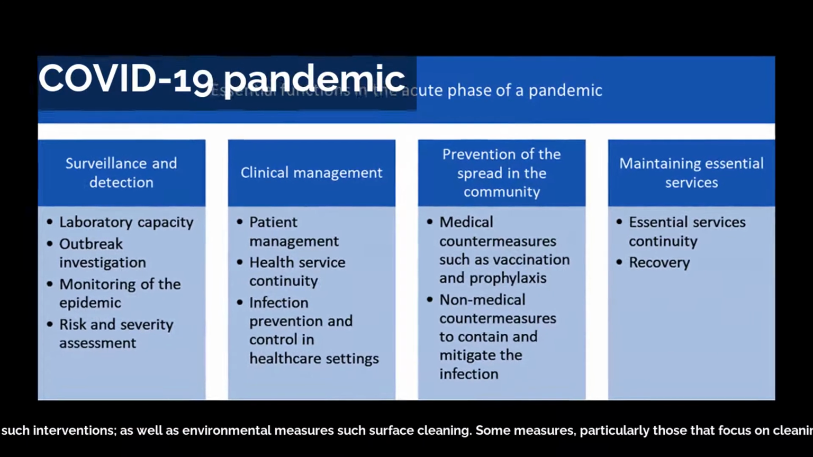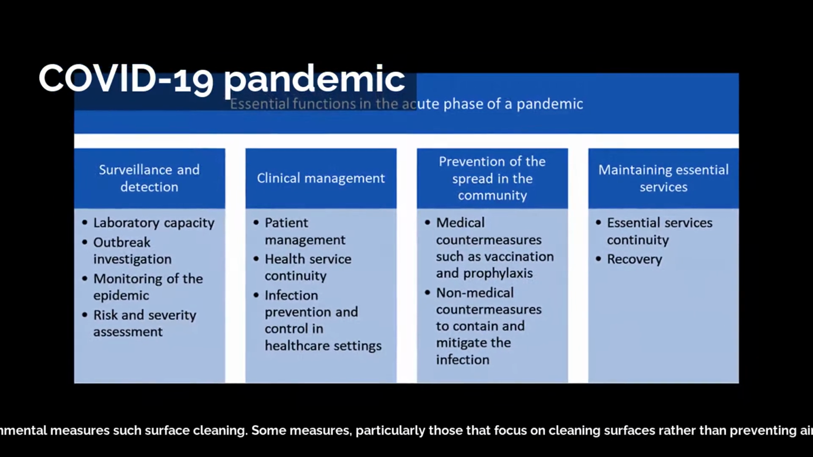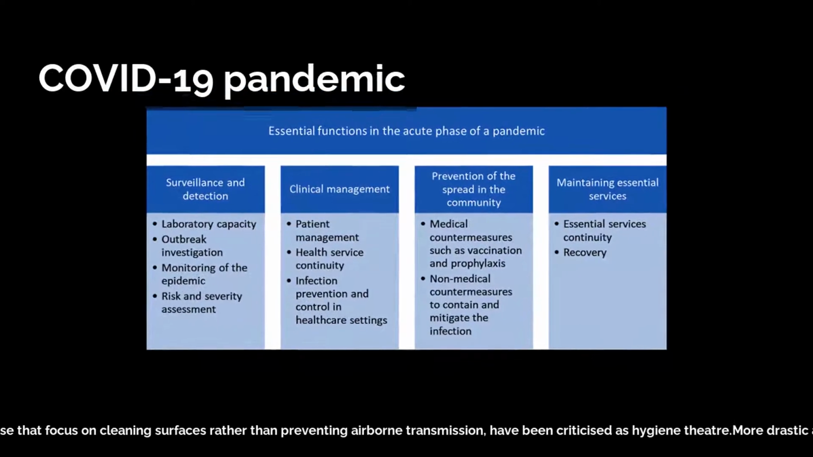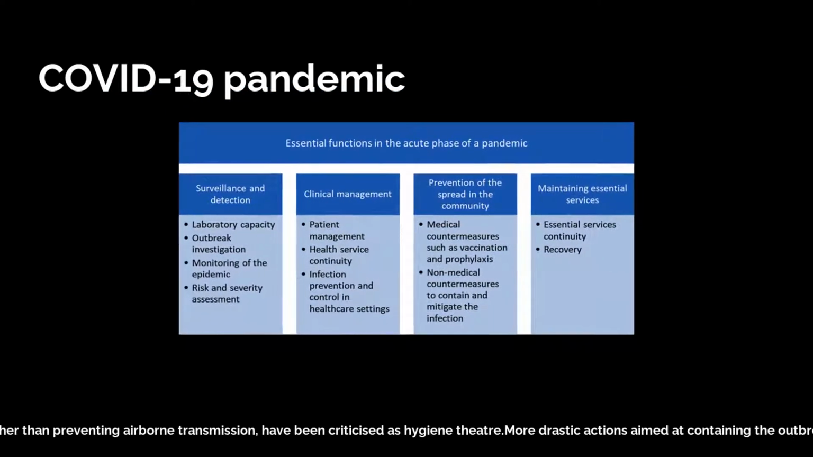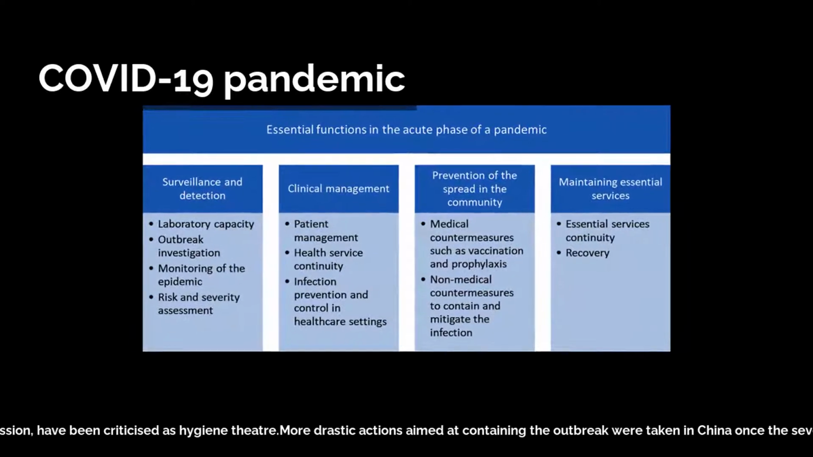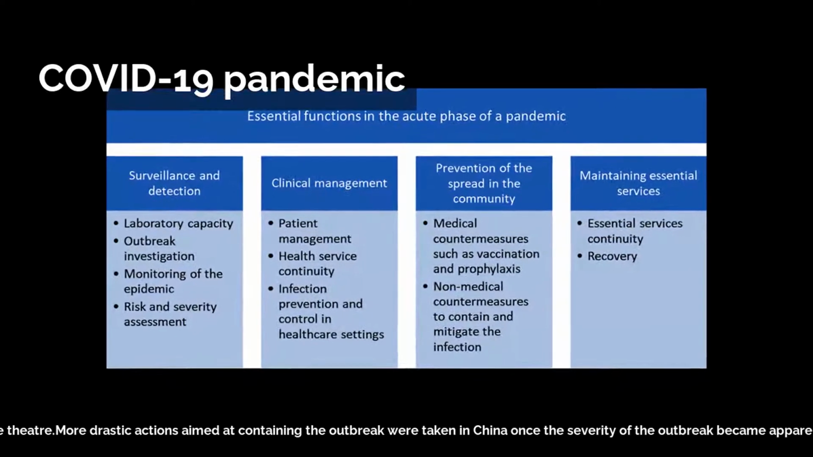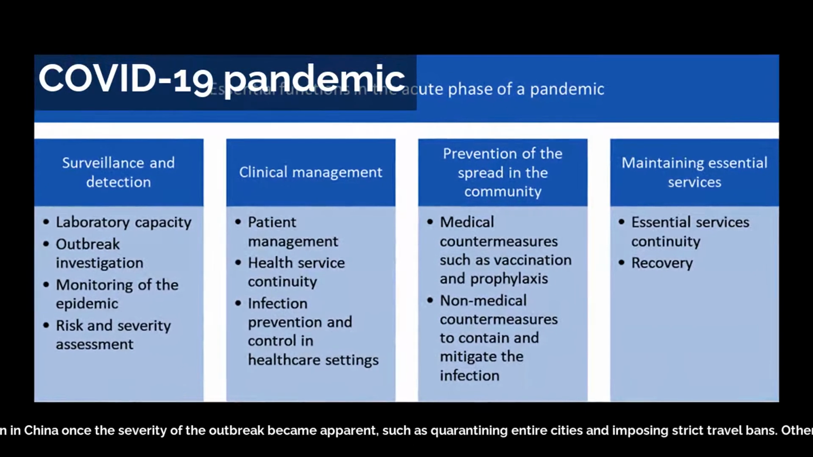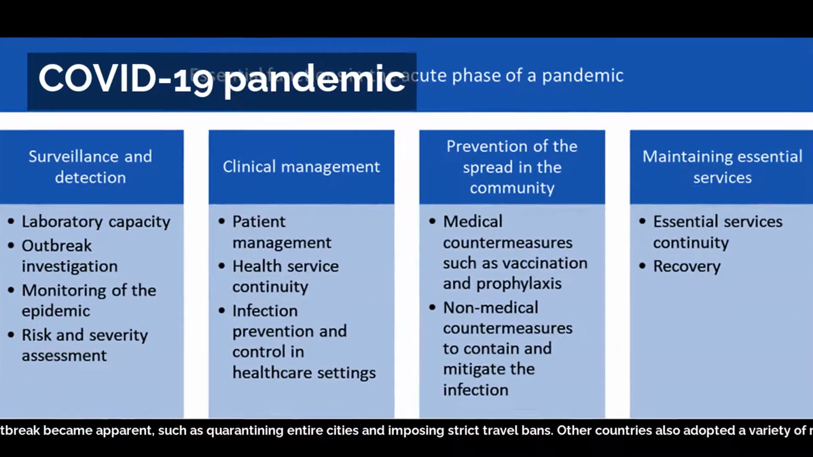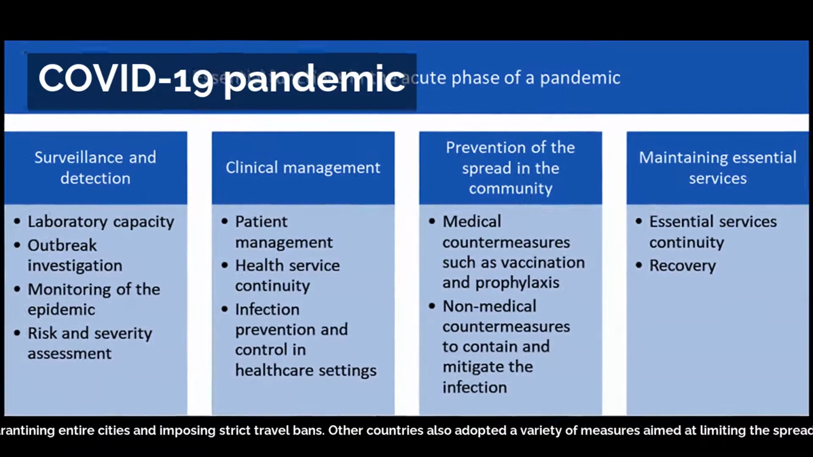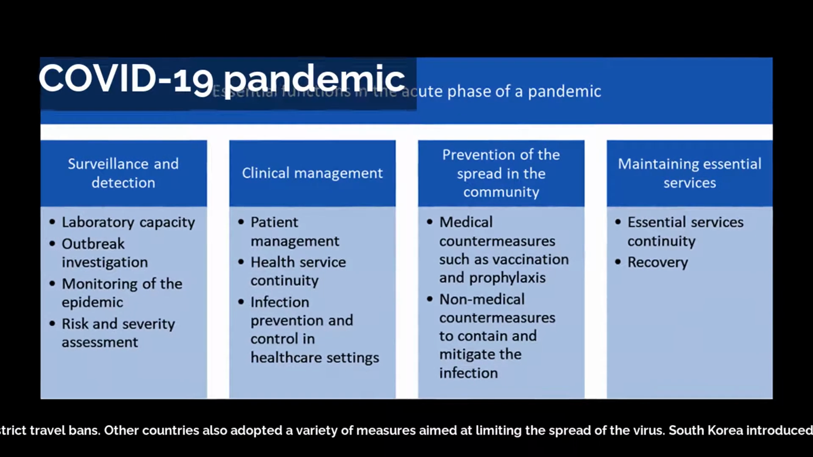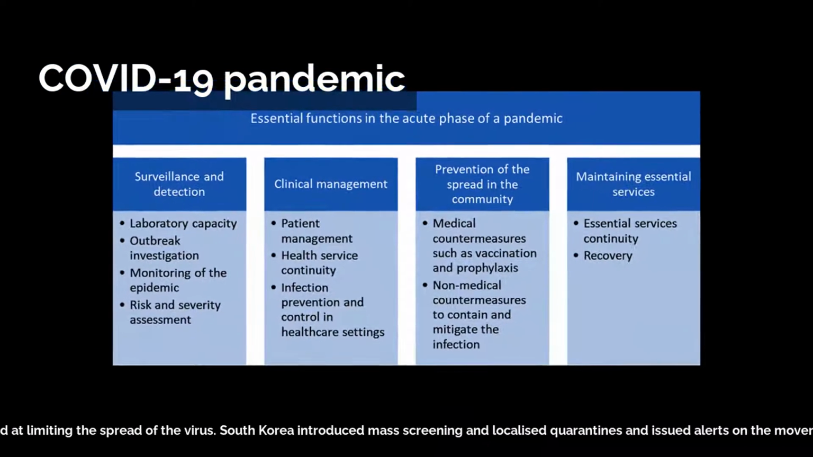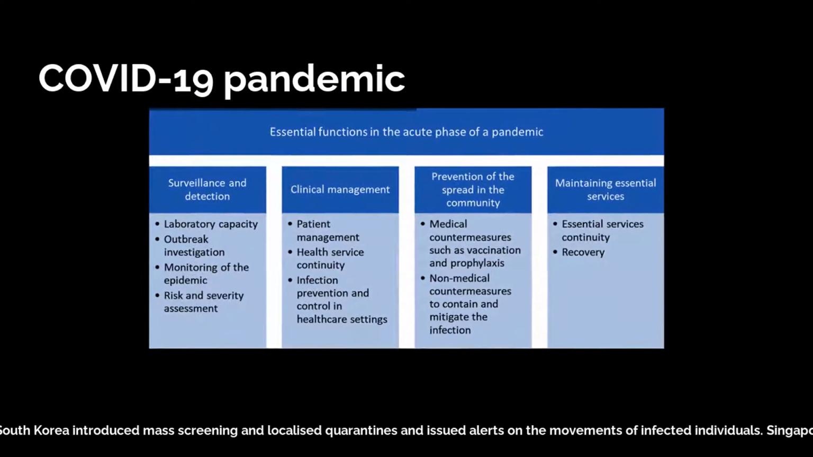More drastic actions aimed at containing the outbreak were taken in China once the severity of the outbreak became apparent, such as quarantining entire cities and imposing strict travel bans. Other countries also adopted a variety of measures aimed at limiting the spread of the virus. South Korea introduced mass screening and localized quarantines and issued alerts on the movements of infected individuals. Singapore provided financial support for those infected who quarantined themselves and imposed large fines for those who failed to do so. Taiwan increased face mask production and penalized the hoarding of medical supplies.